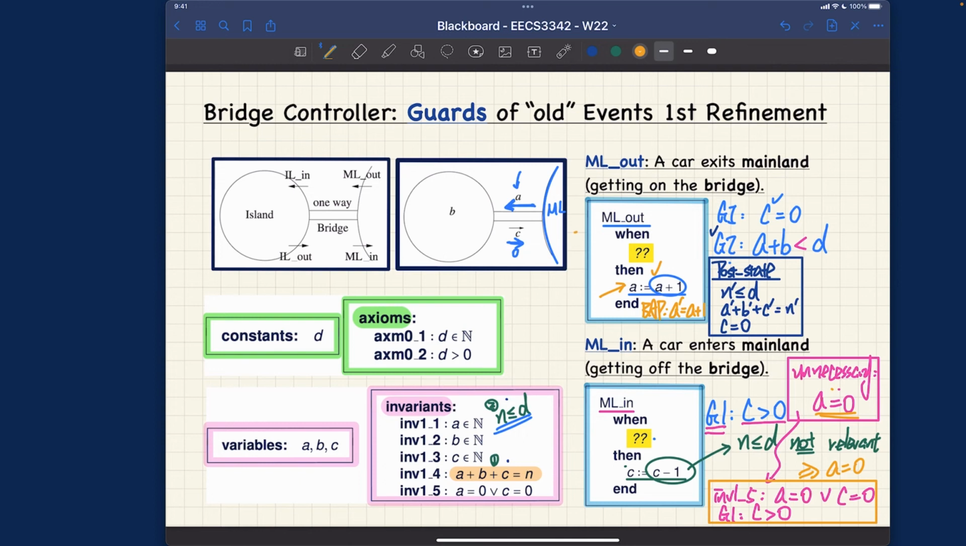Since the ML out is the refined version, it should read in the case so it can modify either A or B or C, any of the concrete variables, but I only chose to really modify A, meaning that any variables that are not really mentioned in the action should stay the same value. That means B prime is equal to B, and also C prime is equal to C, right? So that's the before after predicate. A prime is equal to A plus 1, B prime is equal to B, and also C prime is equal to C, right? So these are the three things.